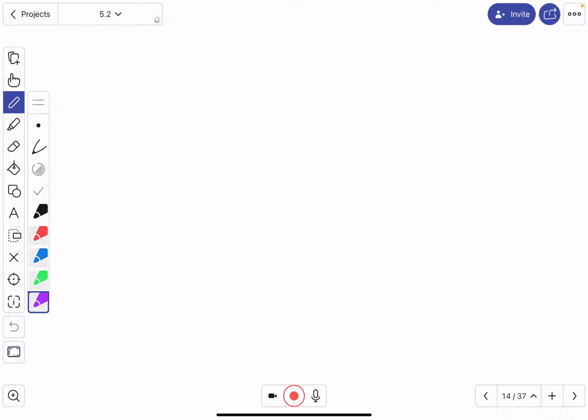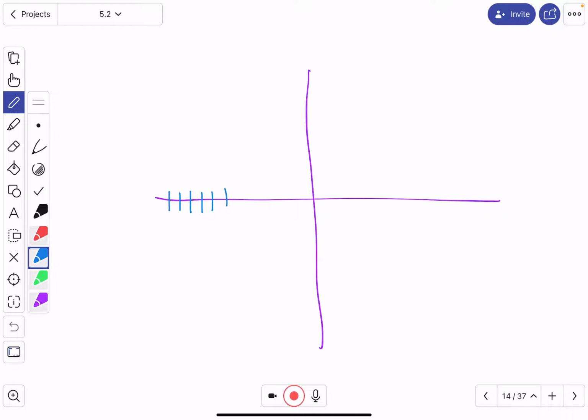So let's set up a graph. So 1, 2, 3, 4, 5, 6, 7, 8, 9, 10.